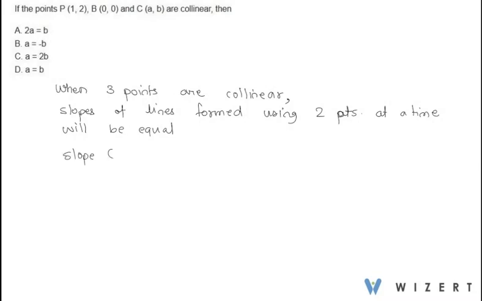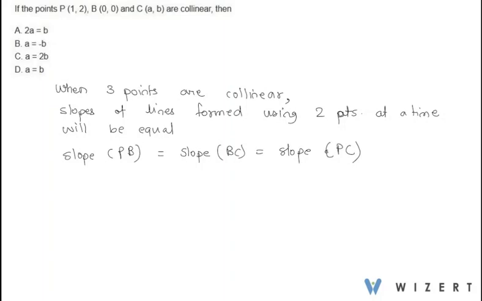Slope of PB should be equal to slope of BC, and both of these should be equal to slope of PC. Now in order to determine the relationship between a and b, we can equate any of the two slopes here. So let's write them down.